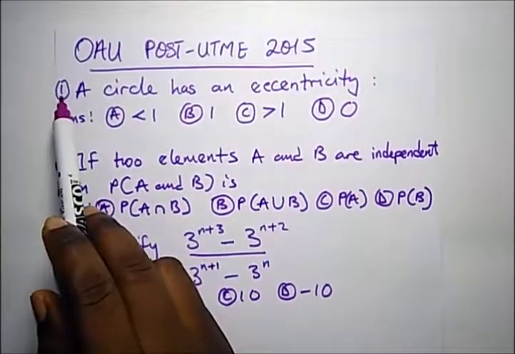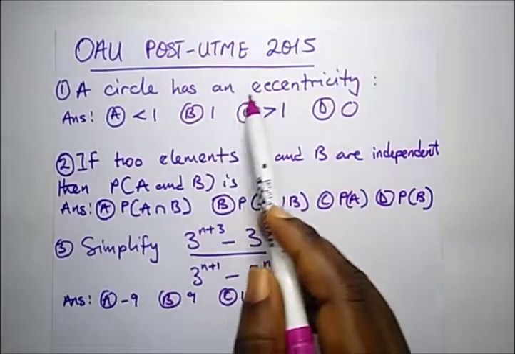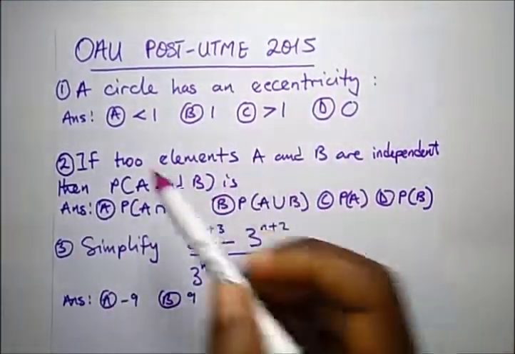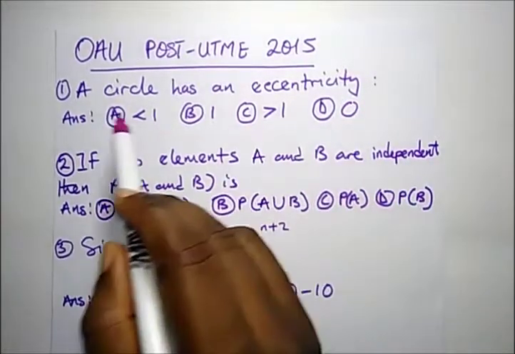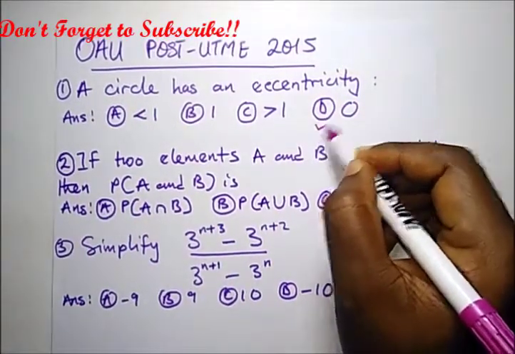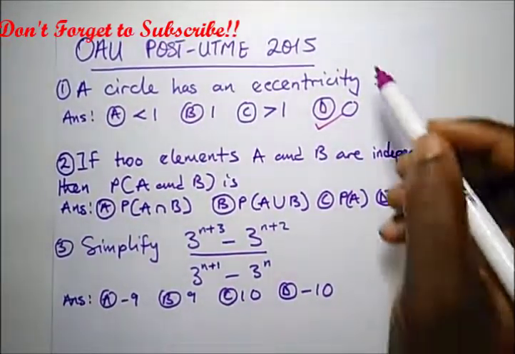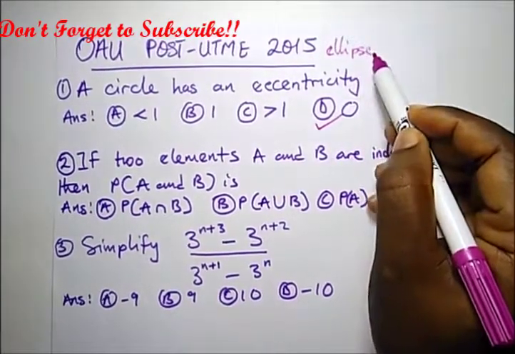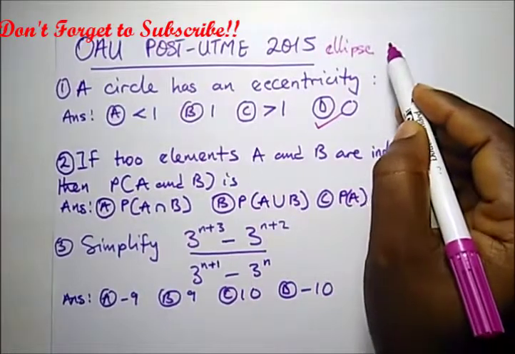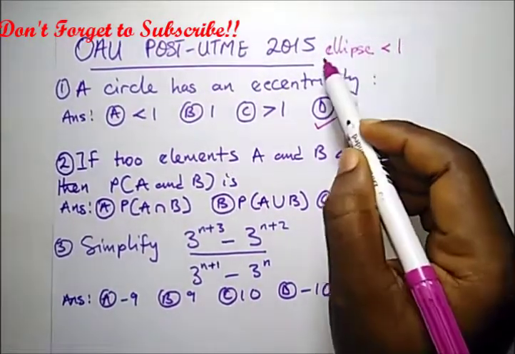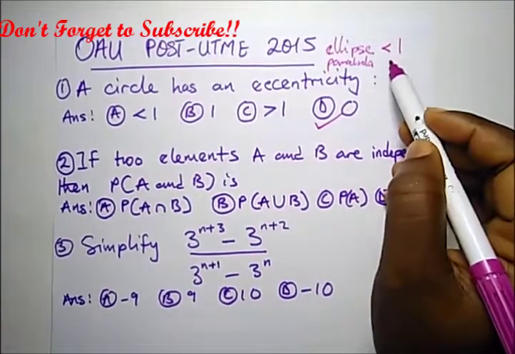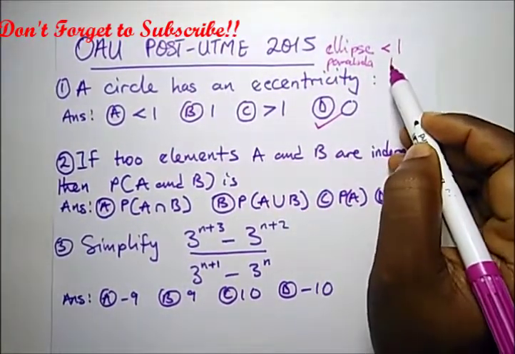The first question says, a circle has an eccentricity of what? Now for eccentricity for a circle, it is 0. That's your correct answer. For an ellipse, just know this at the back of your mind, it is not 0, but it is less than 1. For a parabola, the eccentricity is 1.